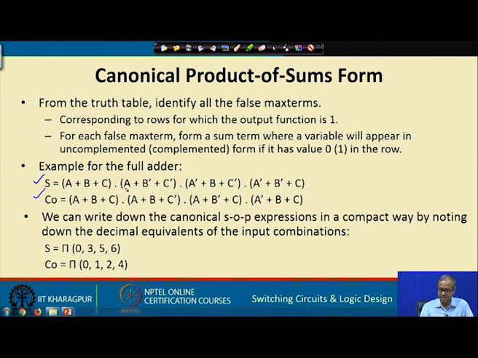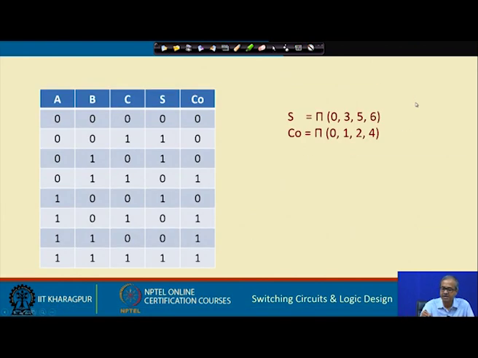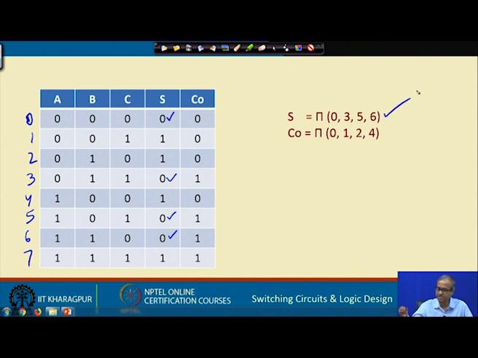Now, again when you write this down from the truth table, in a short form you can write it in a product notation using the pi notation. So, again by noting down the decimal equivalents, let us see from the truth table once again. Here if you again note down the decimal equivalents, sum will be 0 for 0, 3, 5 and 6, and carry will be 0 for 0, 1, 2 and 4.